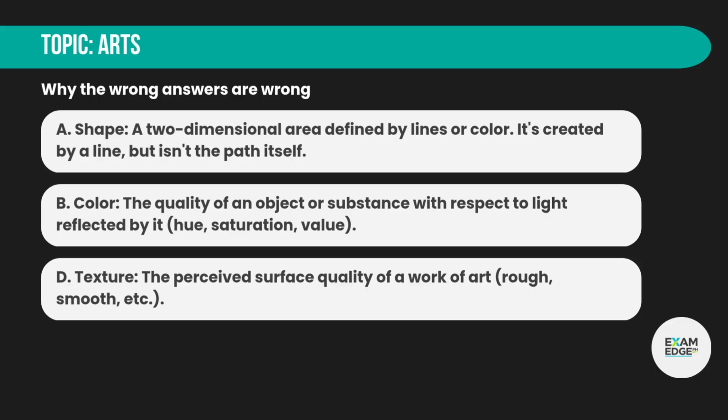A. Shape. A two-dimensional area defined by lines or color. It's created by a line, but isn't the path itself. B. Color. The quality of an object or substance with respect to light reflected by it: hue, saturation, value. D. Texture. The perceived surface quality of a work of art: rough, smooth, etc.